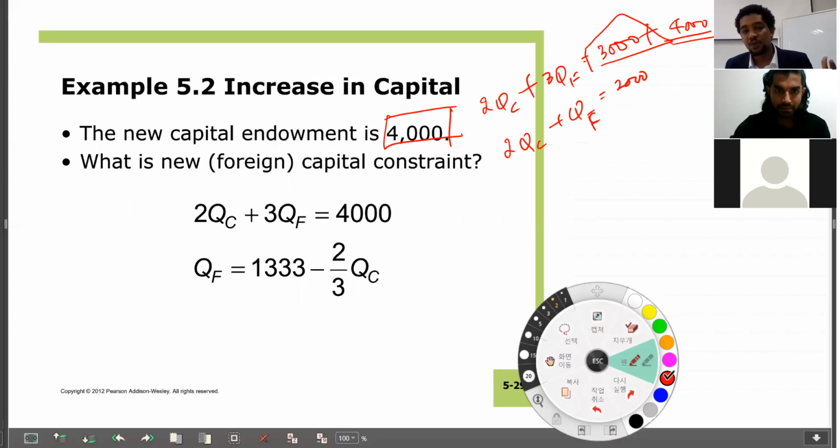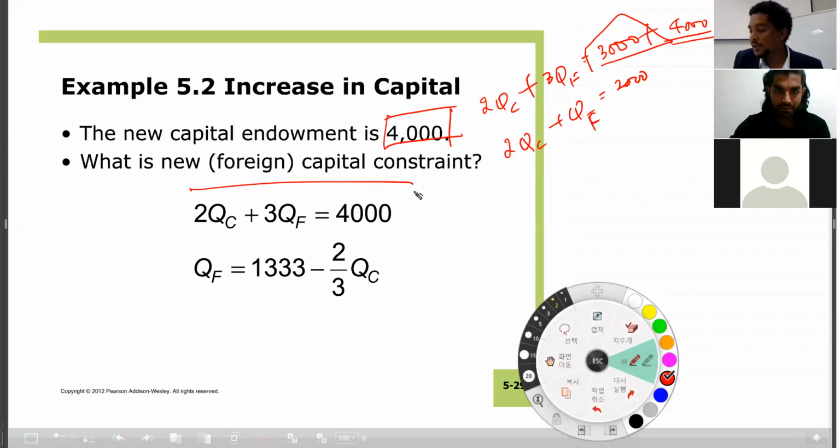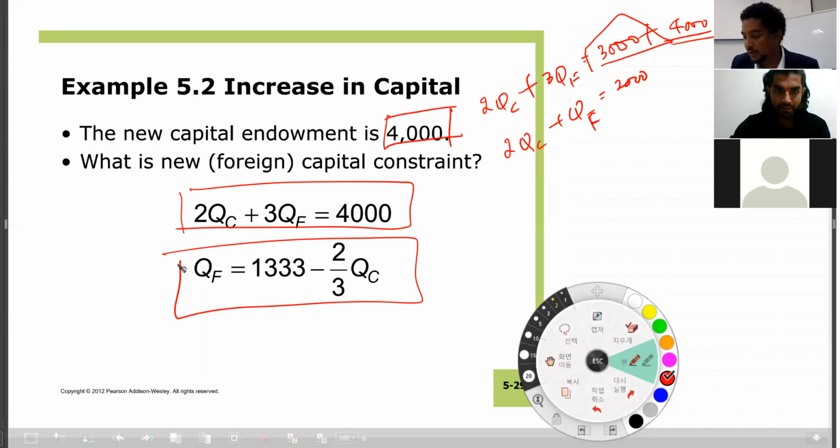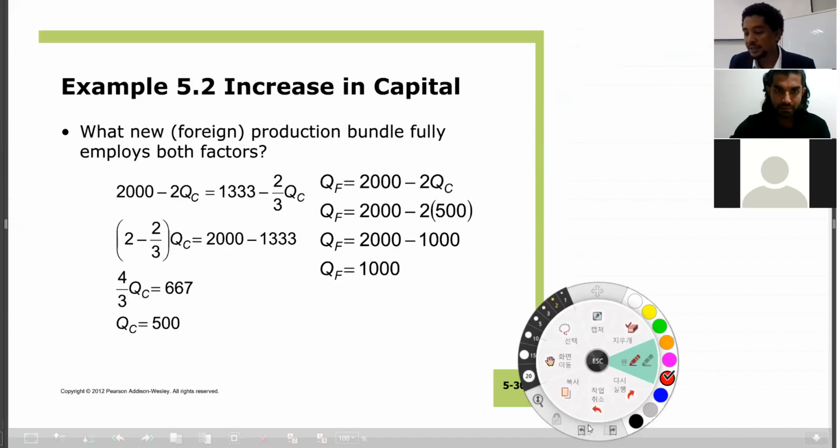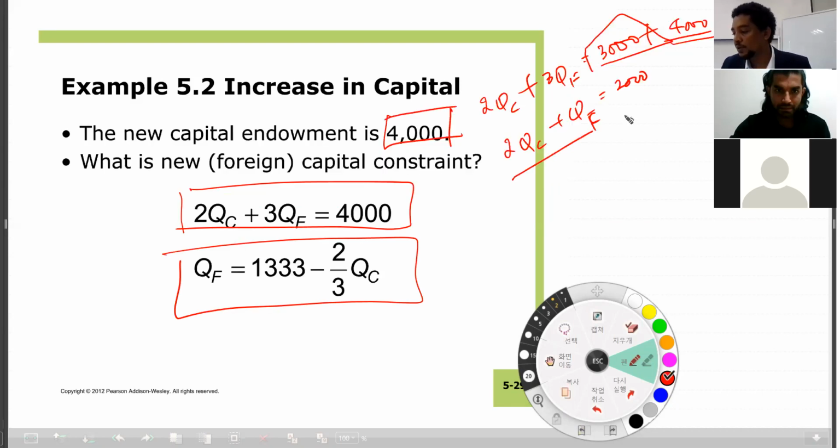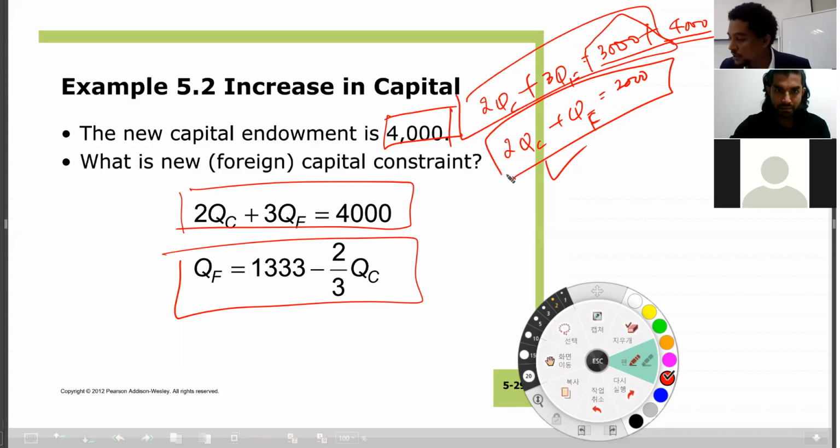So the new capital constraint equation we have is this, because we are trying to increase the capital we have from 3,000 to 4,000. So now our equation will look like this, okay? And our labor is the same. So we're using the same equation for labor, this one. I hope I got the equation, so let me check. Yes, that is correct, right? So we use this for the capital constraint, and we use this for the labor constraint in our first example, okay?